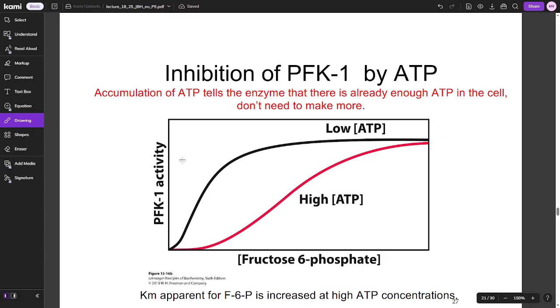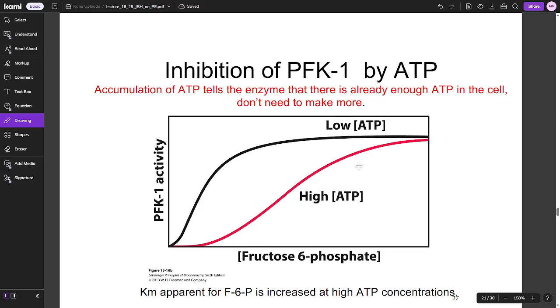If you look at PFK activity versus fructose 6-phosphate, you can see that with low ATP, right? ATP is an inhibitor of PFK1, right? Because PFK1 promotes glycolysis, and ATP is a product of glycolysis. So ATP must inhibit PFK1 because we don't want to make more ATP, right? Hopefully that logic makes sense.